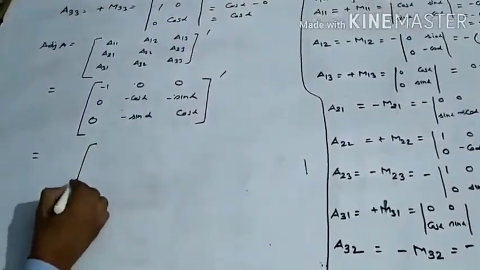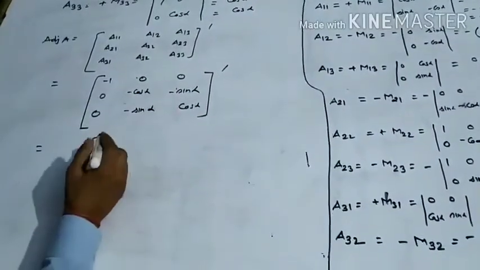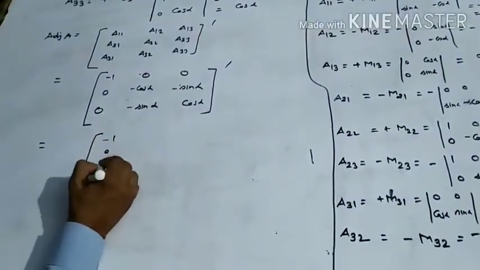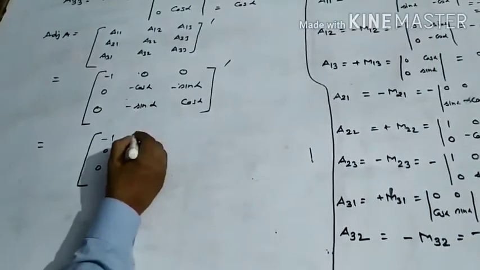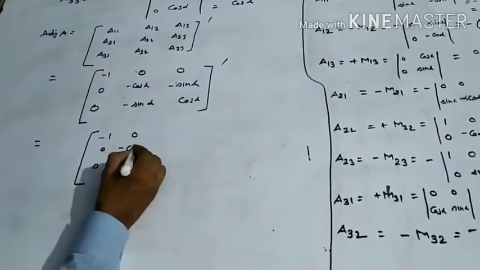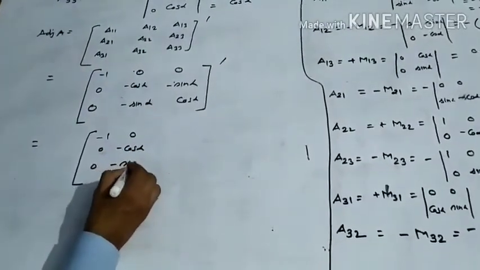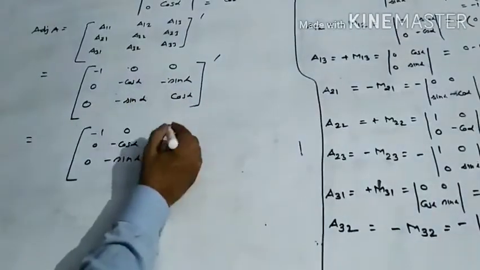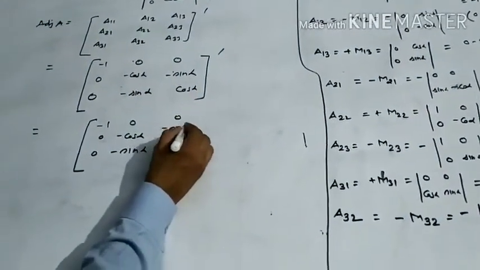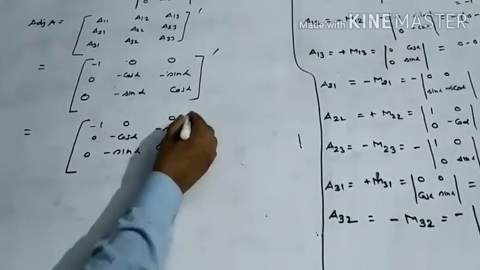This is equal to, first row become first column, so this is the minus 1 0 0, second row becomes second column, so 0, and here this is the cos alpha, and here this is the minus sin alpha. Third row becomes third column is 0 minus sin alpha, and then after this is the cos alpha.